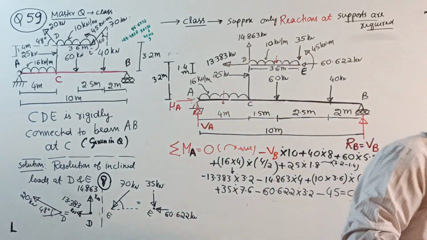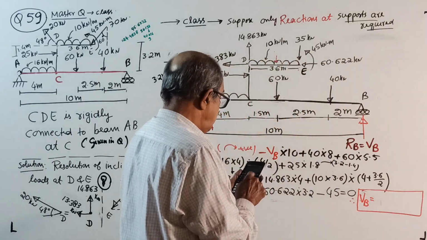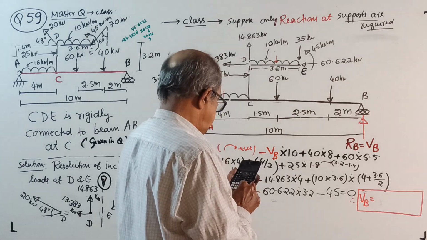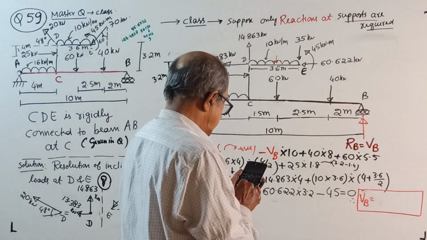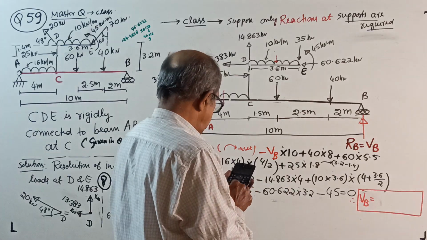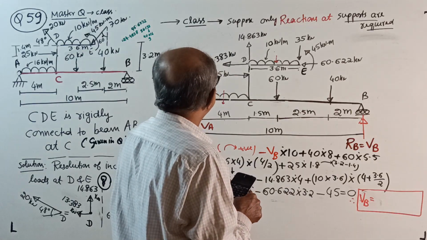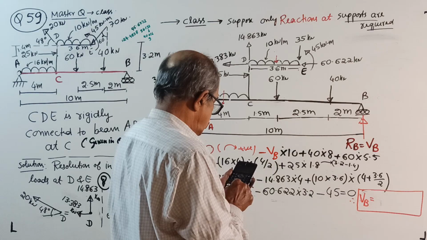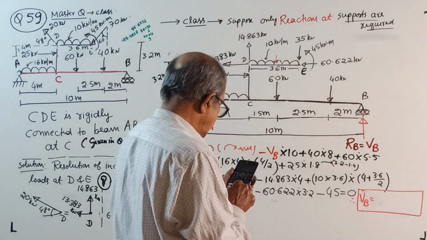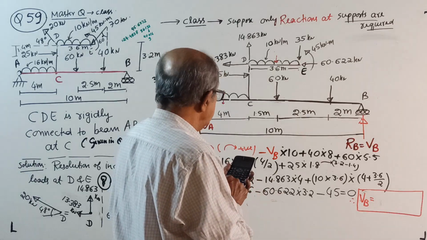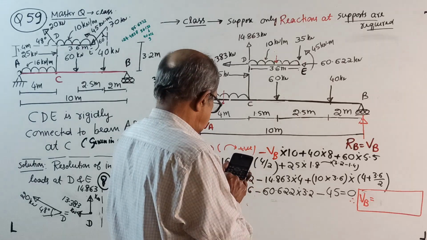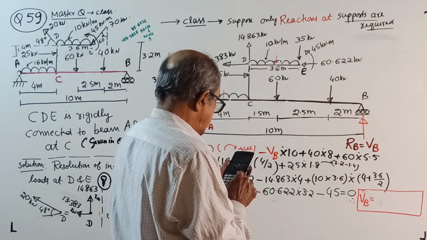But one minute, I already calculated. I will check the answer. No problem. 40 into 8 plus 60 into 5.5 plus 16 into 4 into 2 plus 25 into 1.8 minus 13.383 into 3.2 minus 14.863 into 4, plus 10 into 3.6 into bracket 4 plus 3.6 divided by 2, minus 60.622 into 3.2, plus 35 into 7.6 minus 45, divided by 10.